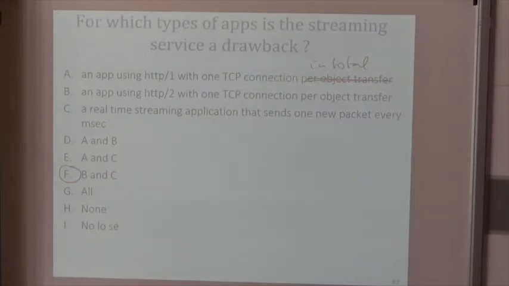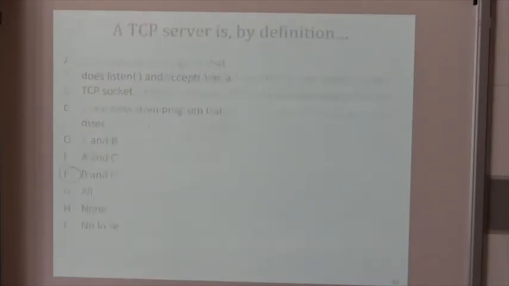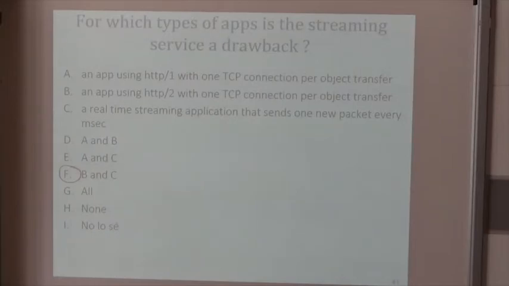I think it's time for lunch for me. An app HTTP one with one TCP per object, that's correct. That's correct. So, and this is one TCP connection in total. And as usual, the majority is right. So F is the correct answer.